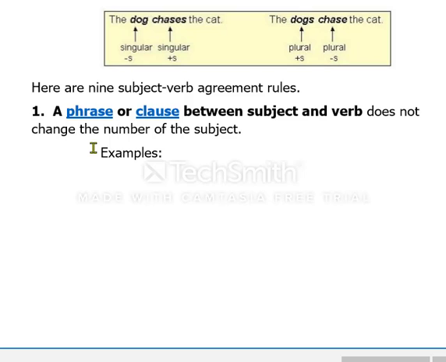It's a kind of simple sentence. A phrase or a clause between subject and verb does not change the number of subjects. For example, now you will come to know what this sentence is going to tell you. A can of lima beans sits on the shelf.